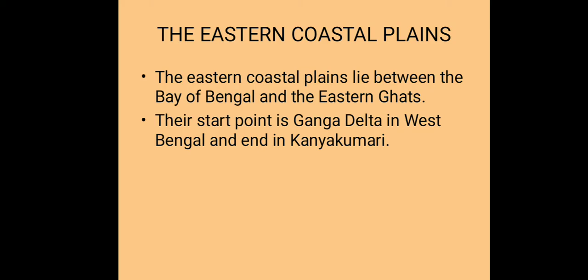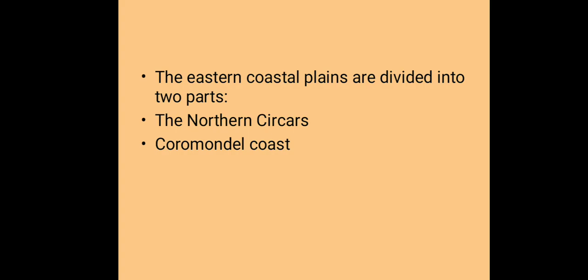Next comes the eastern coastal plains. The eastern coastal plains lie between the Bay of Bengal and Eastern Ghat. Their start point is Ganga Delta in the west, and again in the comment box you will be writing what is the name of that Ganga Delta. The delta that the Ganga forms, you will write its name in the comment box, okay beta. And it ends in Kanyakumari.